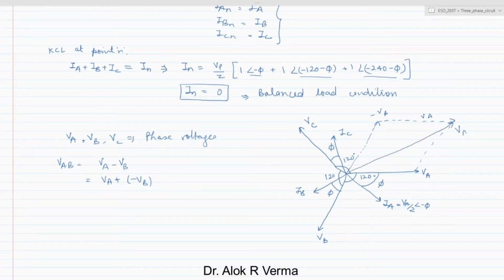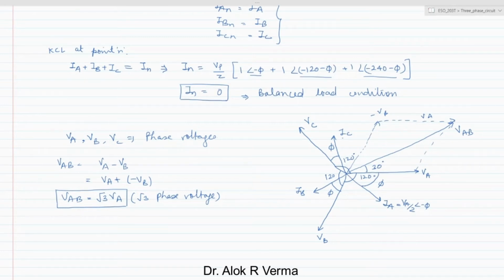So this is VAB, and this is 30 degrees, and VAB will turn out to be root 3 times VA, which is root 3 times the phase voltage in terms of magnitude. Okay, and there will be a phasor angle difference of 30 degrees. So the line voltage will be leading the phase voltage by 30 degrees in star connection. So this is how we have done earlier.